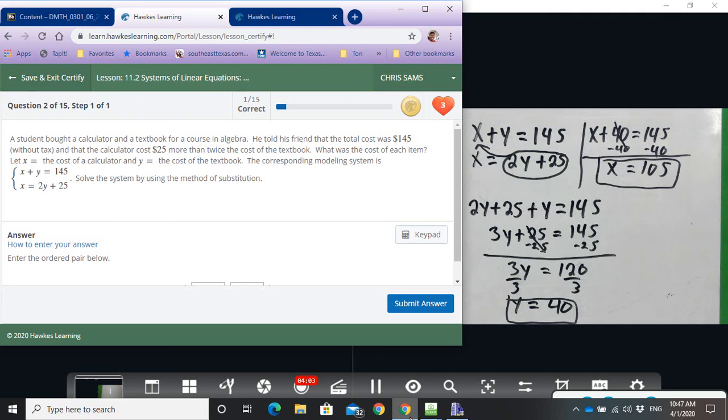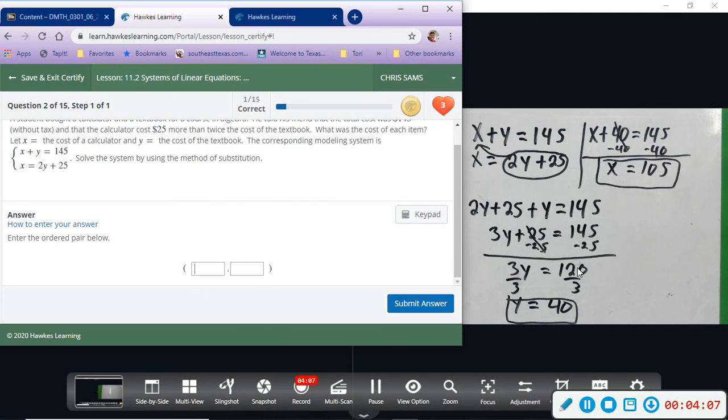Take your time and check your answers. It would be a shame to do all this work and then make some little sign error and it doesn't come out right. So get in the habit of checking your answers. But we get 105 and 40.